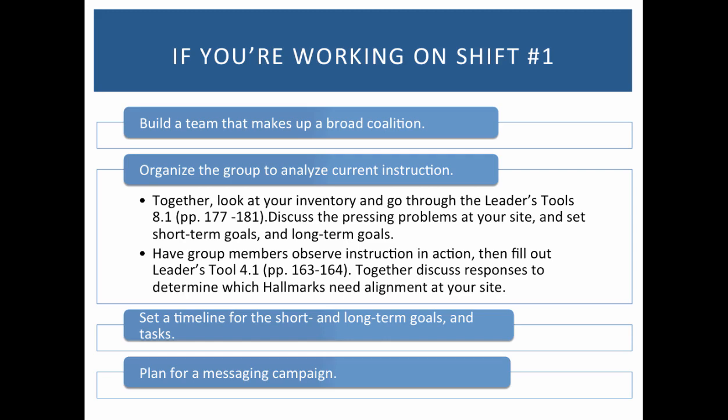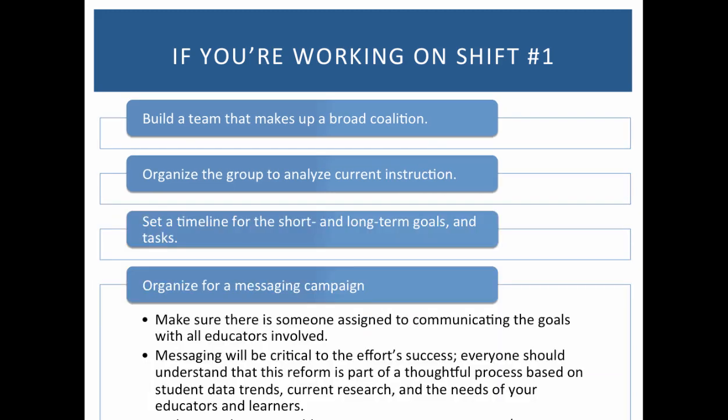The second aspect of implementing Key Shift 1 at your site is to begin by organizing this group to analyze your current instruction. So before embarking on a redesign and refocus on the instructional core, we suggest that school leaders and their teams become very familiar with the instruction that's currently underway. The third aspect of moving towards Key Shift 1 involves setting a timeline for achieving these short-term, long-term goals and tasks. Finally, the fourth step of implementing Key Shift 1 is beginning to think about the messaging campaign beyond the small group who have been leading the curricular effort.